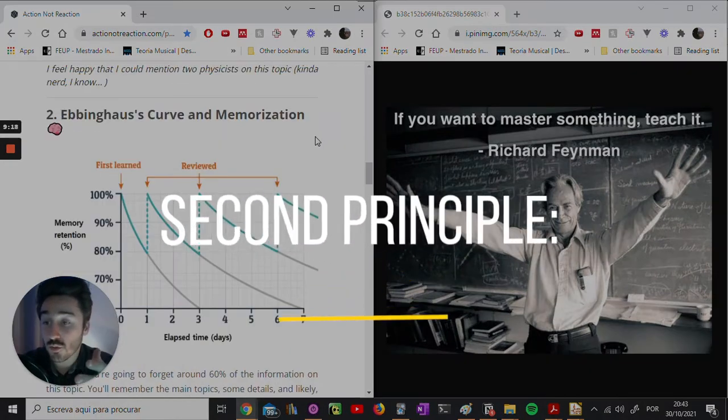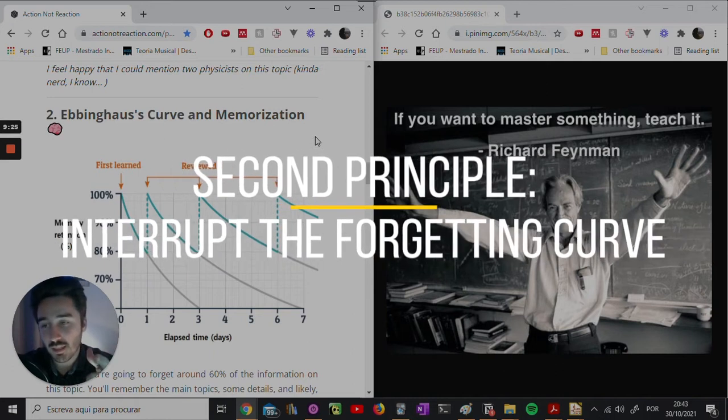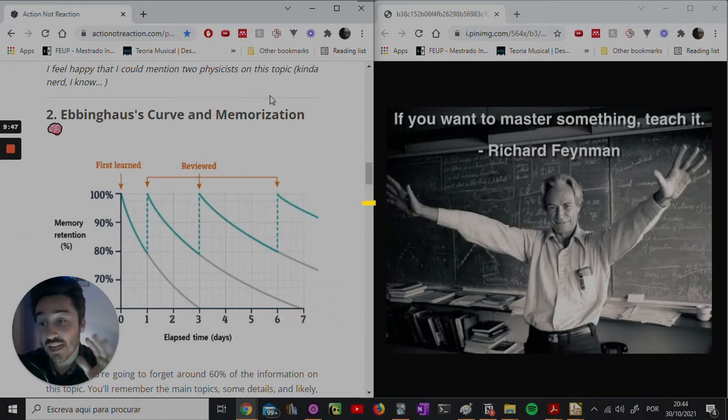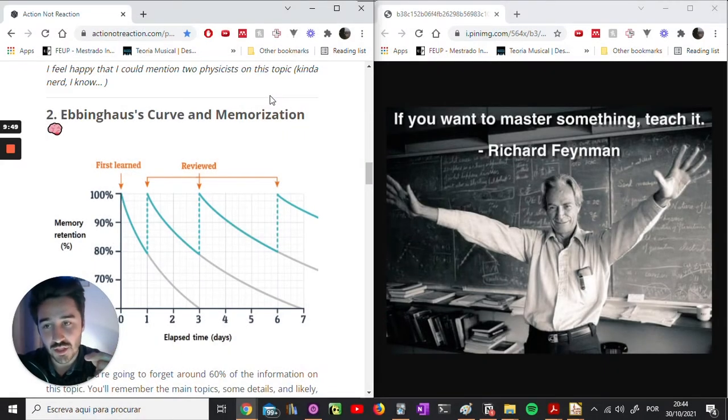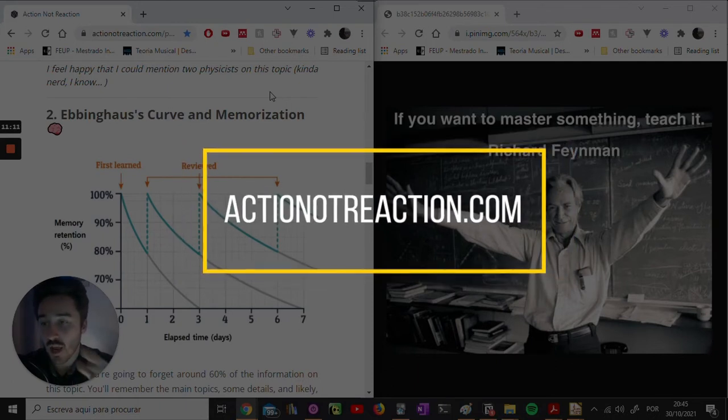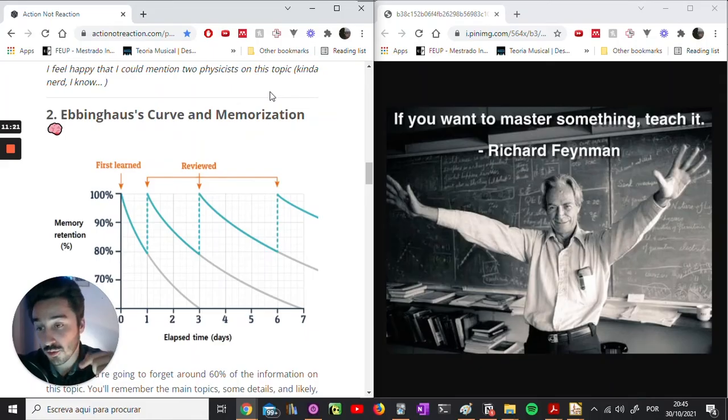The point number two is related to memory. Probably you forget a lot of information, right? And this is absolutely normal. But there is a way you can retain more information by interrupting the forgetting curves. I'm not going to talk about the science behind the forgetting curves. The only thing you need to know is that by reviewing cards, flashcards, you will retain knowledge for longer periods of time. If you want to check more information, you can go to Action Not Reaction and read the whole article. I will put the link in the description.